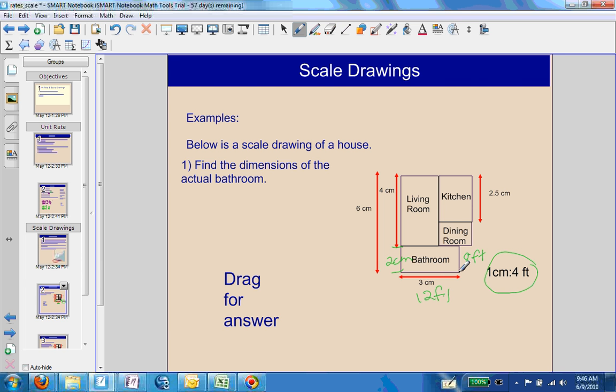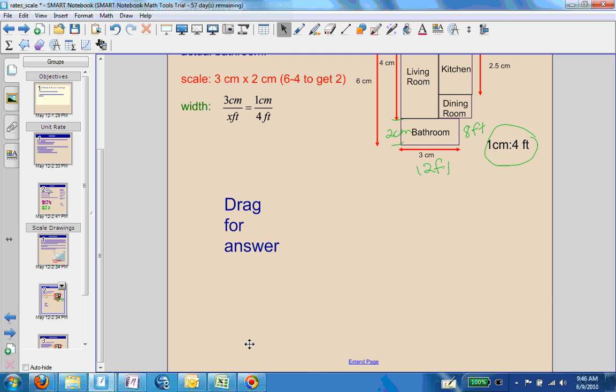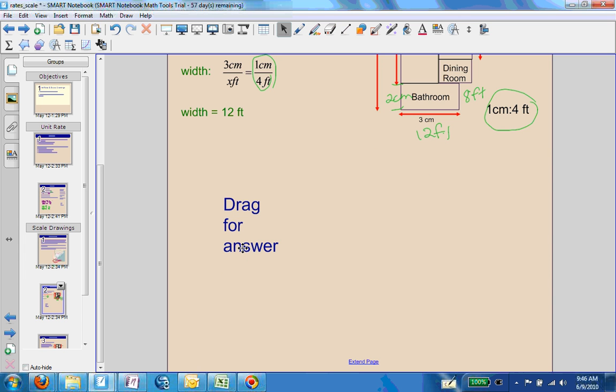But let's look at how we could set up the math. We can set up the math using proportions: 3 centimeters equals x feet, and 1 centimeter equals 4 feet. So we're putting what we know in the first ratio, and we're putting the scale in the second ratio. I'm going to cross multiply and solve, and when I do that, I do indeed get that the width is 12 feet.